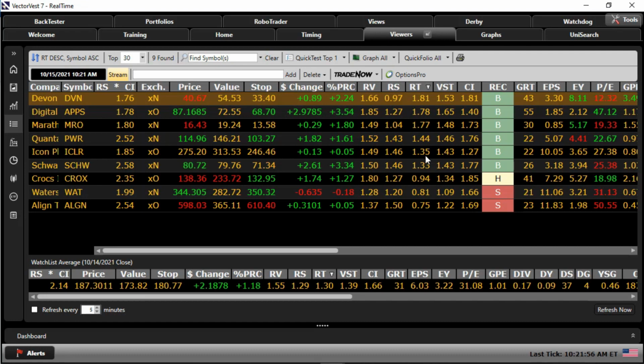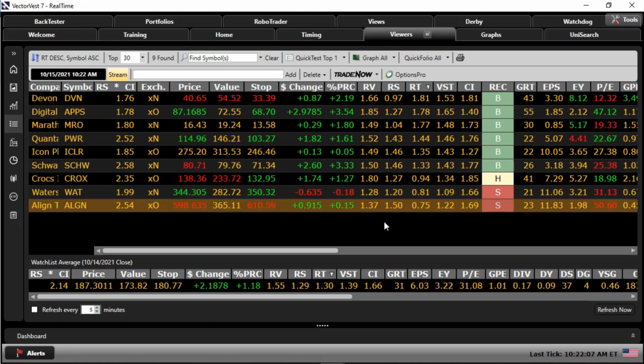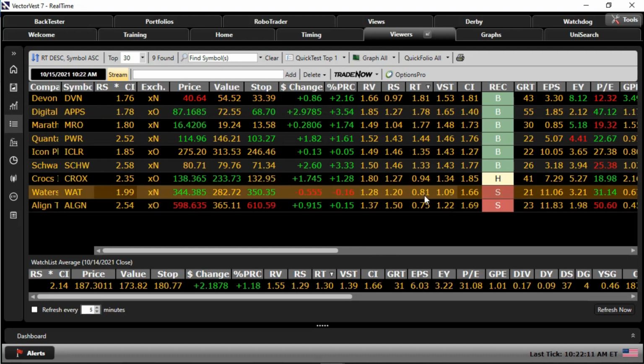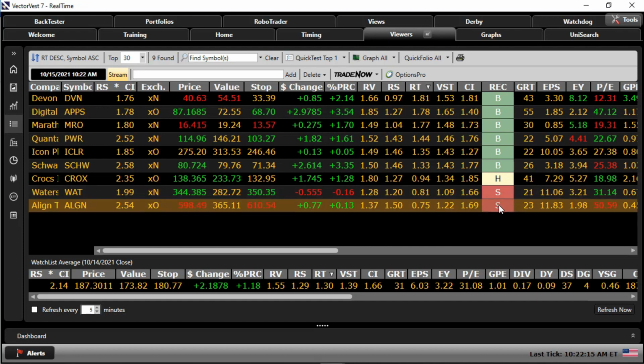These stocks you don't have to worry so much about, right? They're already doing what you want them to do. They have buy ratings. They're in strong uptrends. It's the stocks at the bottom where our work is needed. The stocks with the RTs less than 1. The stocks with these sell ratings.